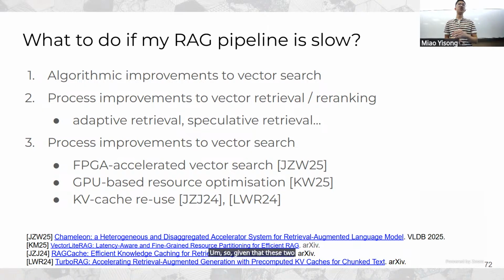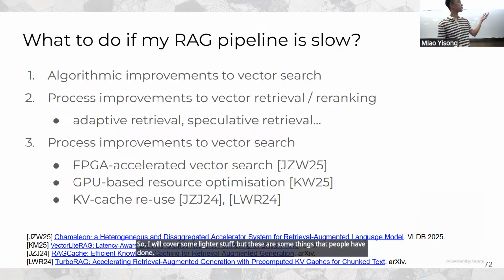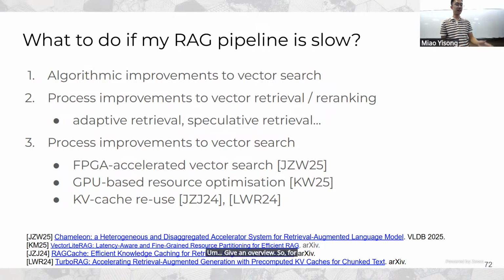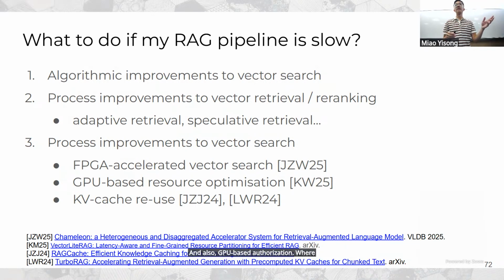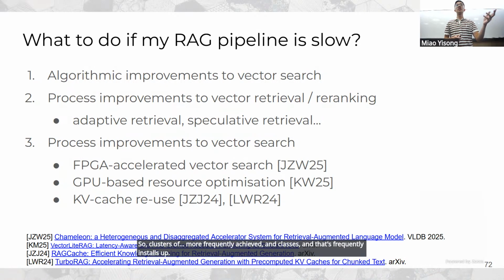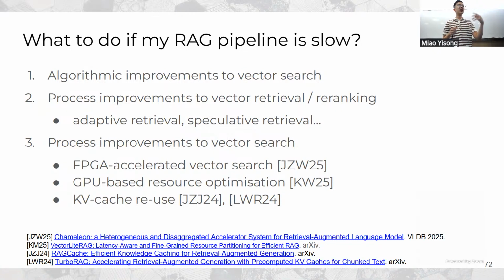Given that these two are not going to be talked about today, what is left is the so-called system-level improvements to vector search. I refrain from going too deep, for example, into storage optimization and the hardware details. I will cover some lighter stuff to give an overview. For example, there's FPGA-based vector search, and also GPU-based resource optimization, where you separate the retrieval corpus into hot and cold clusters. Clusters of documents which are more frequently retrieved, and clusters which are less frequently retrieved. You store the former in the GPU and the less frequently retrieved ones in the CPU, so that the GPU can calculate the similarity search faster, thus speeding up the RAG time.